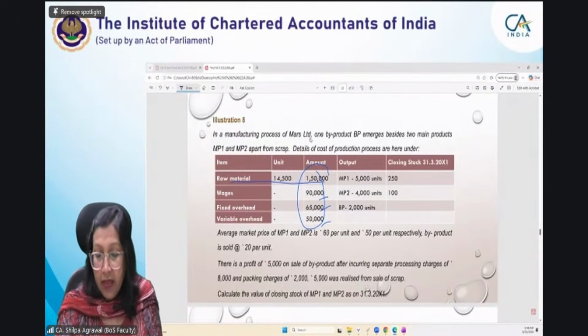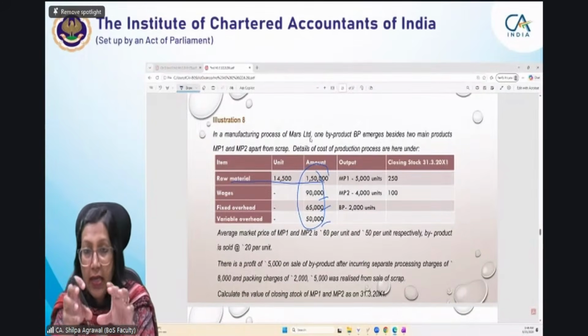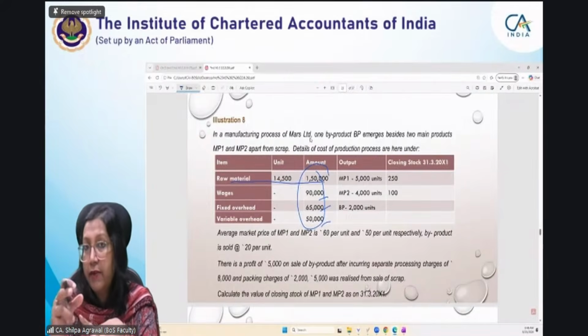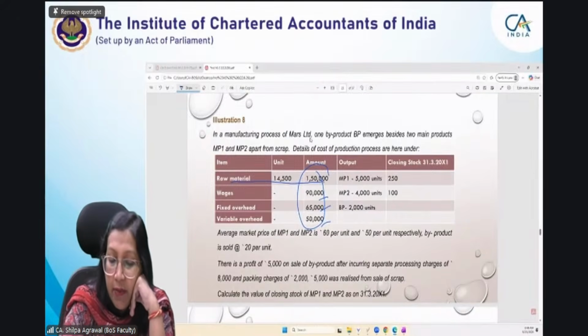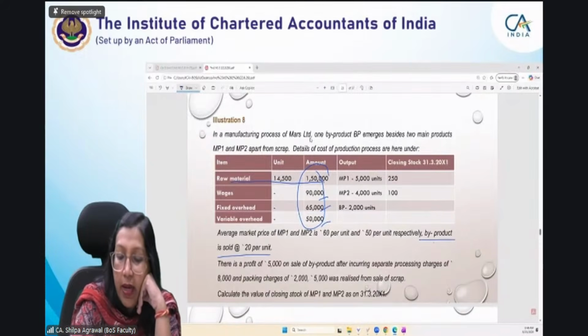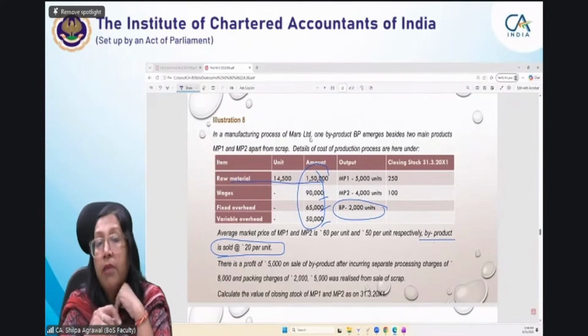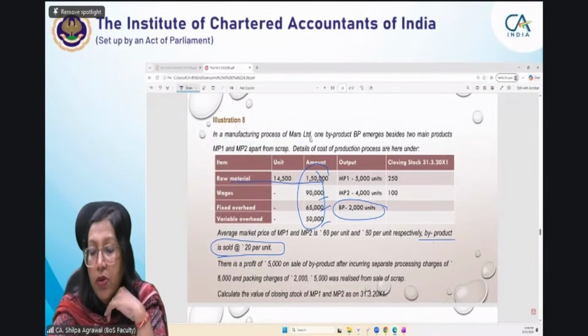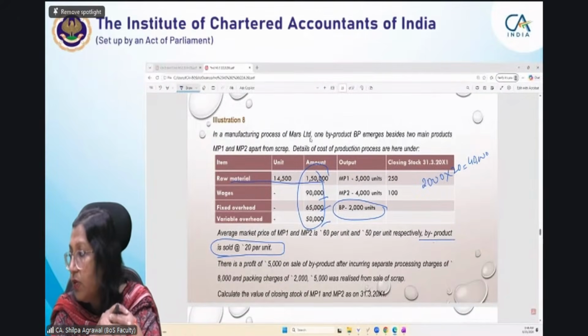Now from this 3,55,000, we have to first find out the value of the byproduct, because the NRV of the byproduct will be reduced from the main cost value. Whatever remaining amount is there, that remaining amount will be bifurcated between joint products MP1 and MP2. So first we have to calculate the value of byproduct. What will be the value of byproduct? Average market price of MP1 is this. And byproduct is sold for 20 rupees per unit. And what was the unit quantity? Byproduct's 2000 units. So 2000 into 20 rupees, we get 40,000. However, for net realizable value, do we take this directly 40,000 or do we reduce something?